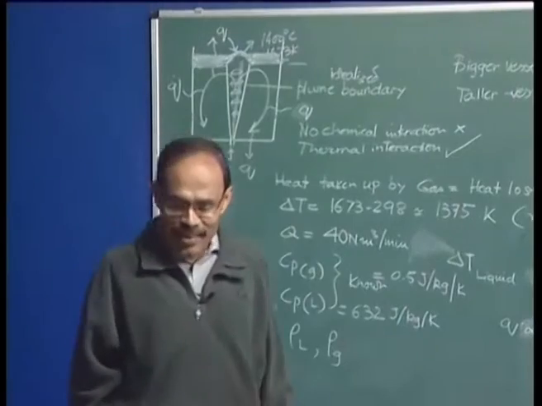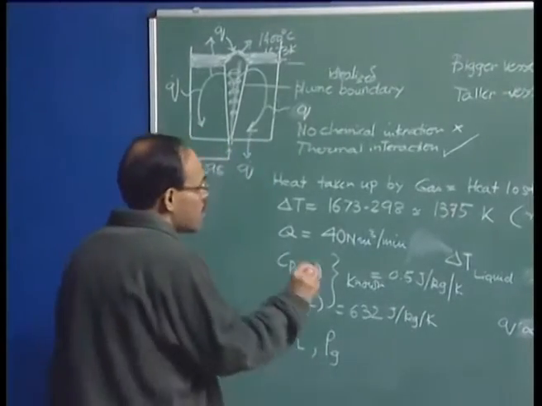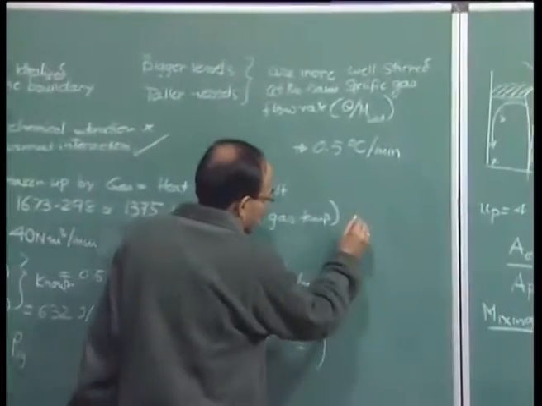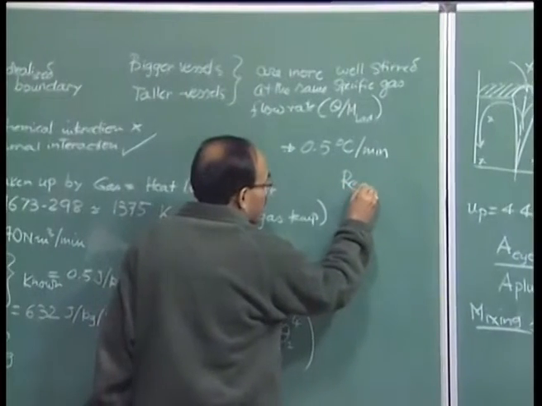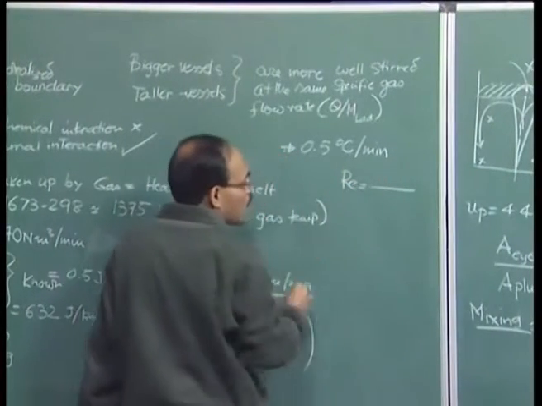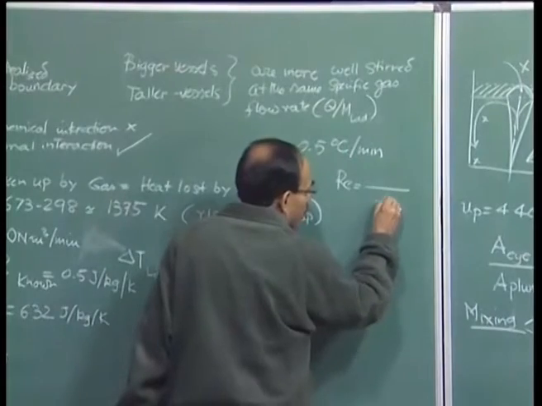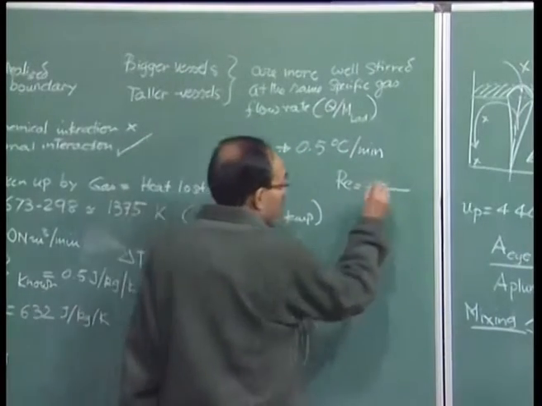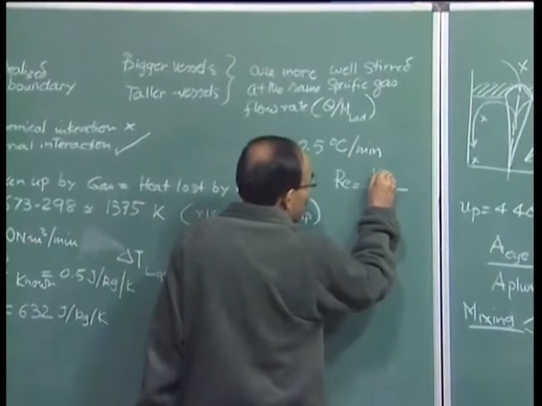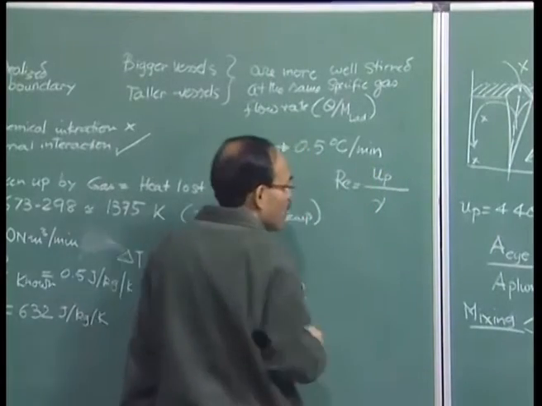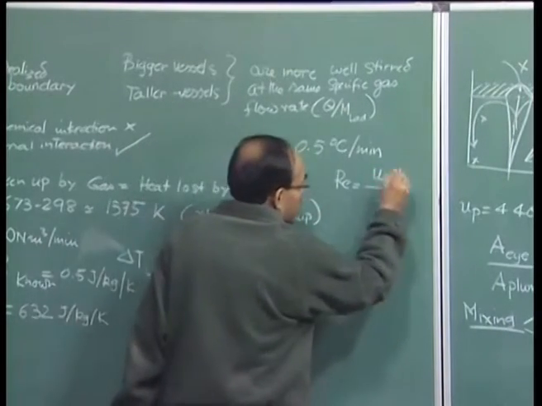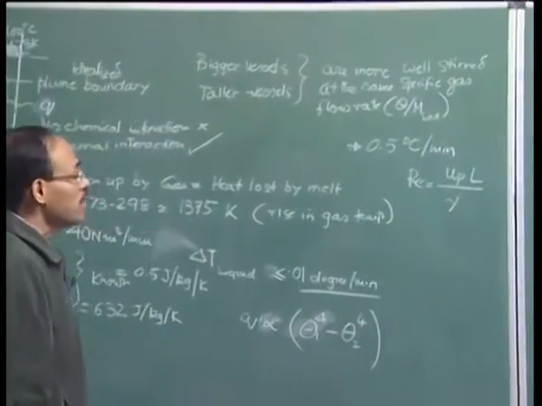On what basis do I make this supposition? If I calculate, say, a Reynolds number in the system, it is defined with the kinematic viscosity in the denominator, and then a characteristic velocity, if I take that to be up, and a characteristic length scale, if I take that to be the depth of the liquid.